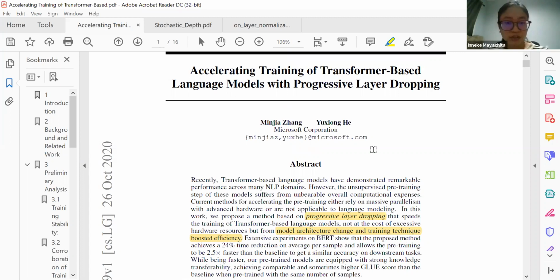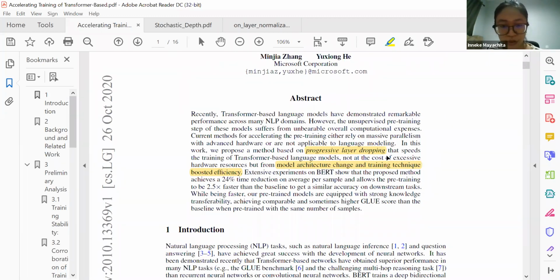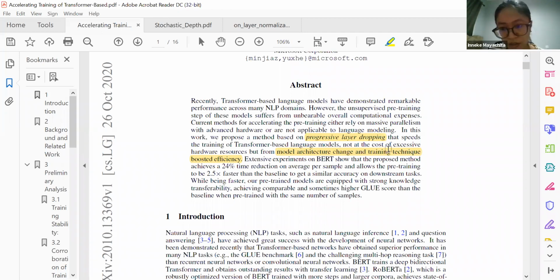Okay. Today we're going to discuss this paper called Accelerating Training of Transformer-Based Language Models with Progressive Layer Dropping. I find this paper interesting because it addresses the problem that many of us have faced when training transformer-based models, which is that it is very computationally expensive and the training time is so slow. And another thing that I find interesting is that their approach to address this problem is not by adding more hardware, but they change the training algorithm by dropping some layers. So it's very interesting because I think it's also very doable for most of us who don't have access to fancy hardware.